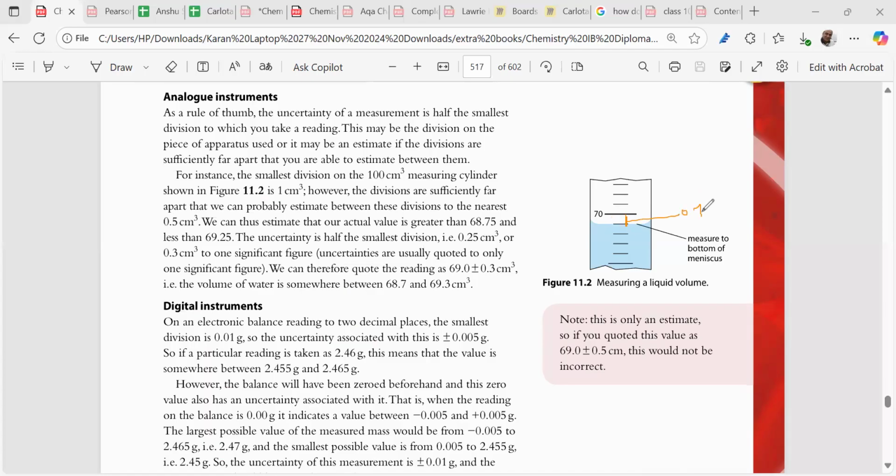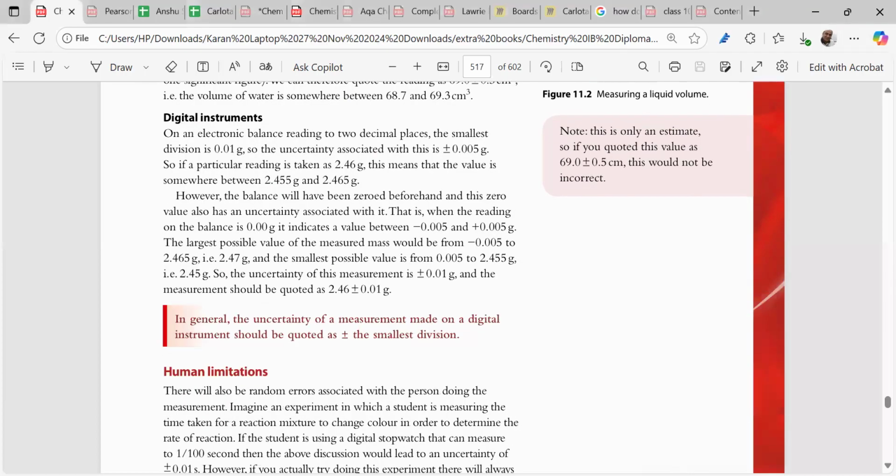This is how much? 0.1, right? So half of it is 0.05, plus minus 0.05. This is where we represent it. If you have a digital instrument, it will be the smallest division. This is very important. Whenever we see the uncertainty from the machine itself, we can find it out whether it is analog or digital. The smallest division is 0.01, right? So half of the smallest value, the uncertainty, here will be 0.005.